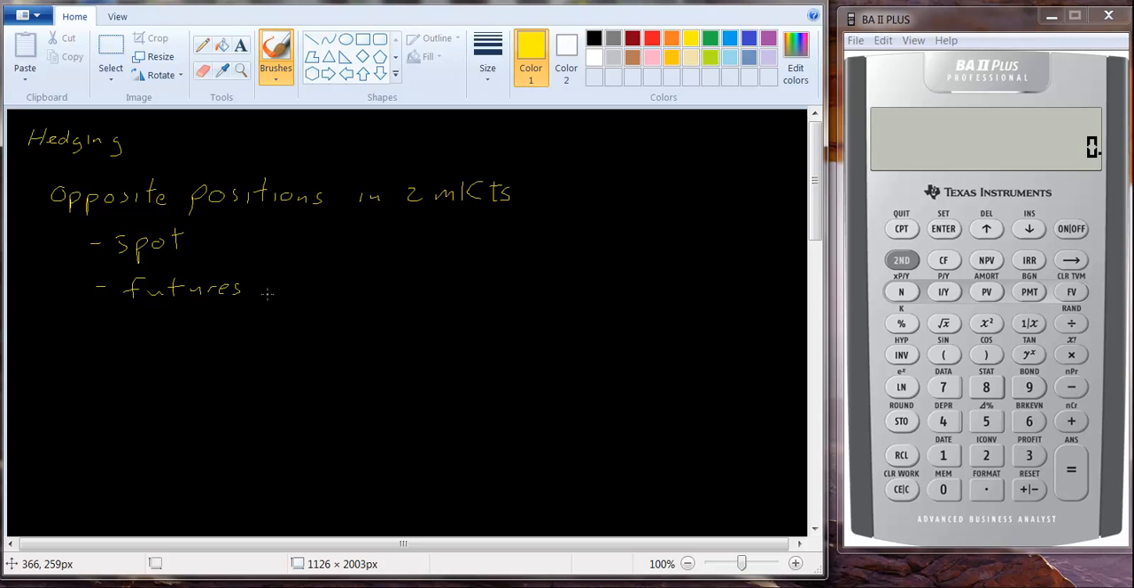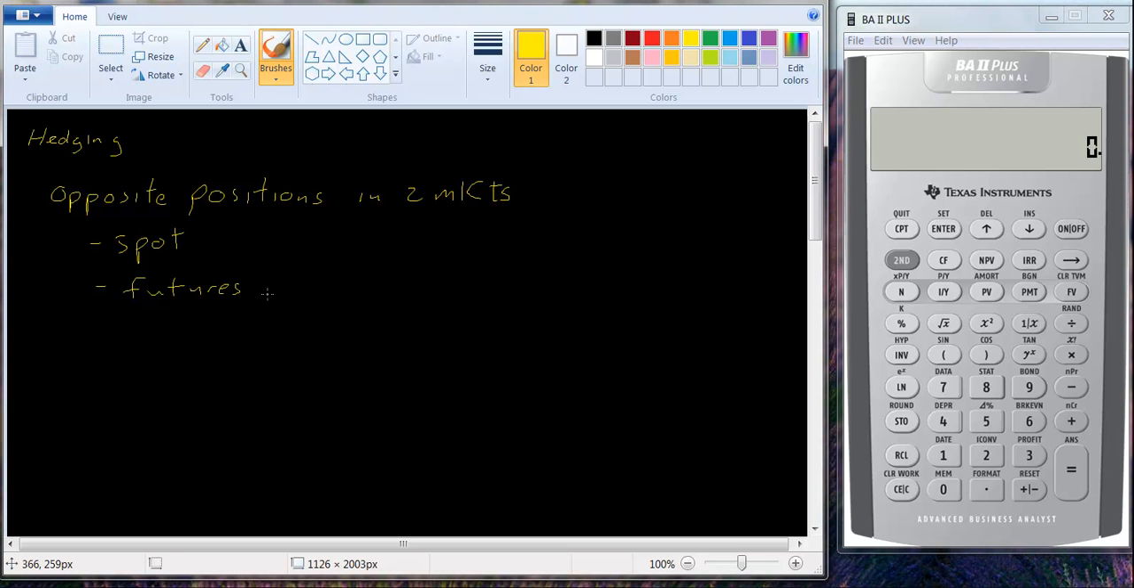So these two transactions, if they're on the same commodity, if we're talking about a bushel of wheat, whether you're talking about immediate delivery or delivery in the future, well, wheat prices are going to move in tandem in the spot and the futures markets. So if you take opposite positions, what do I mean by opposite positions? You're long, or you could say you buy in one market, and you're short, or you sell in the other market.